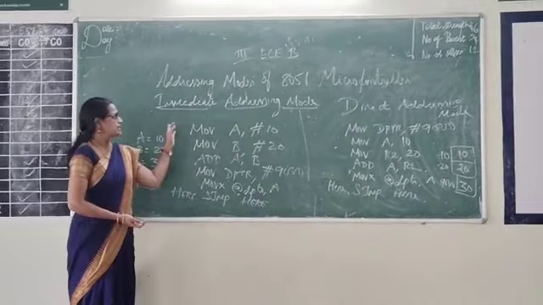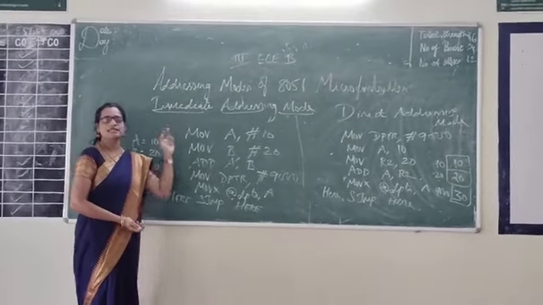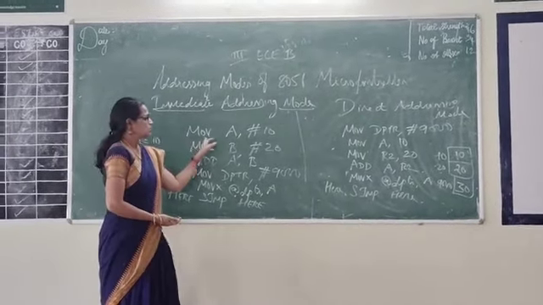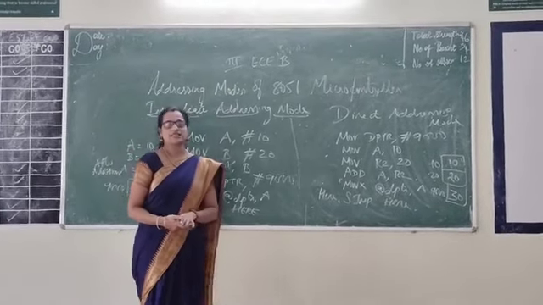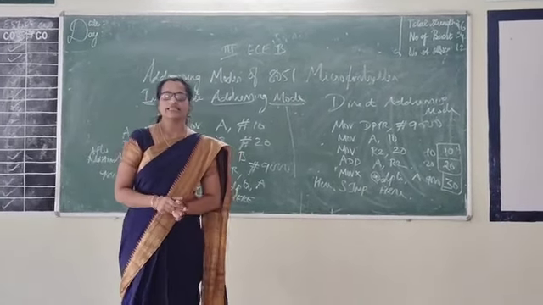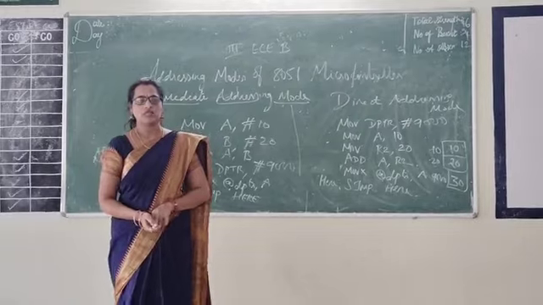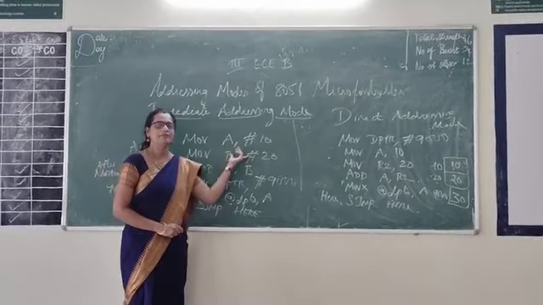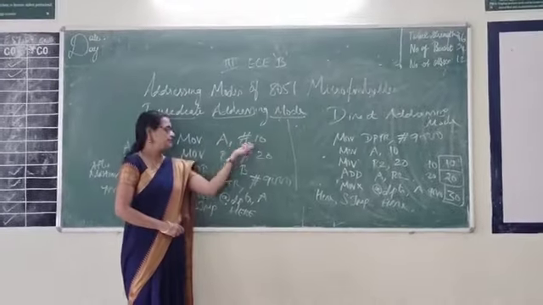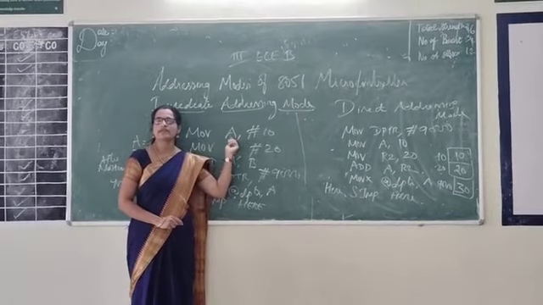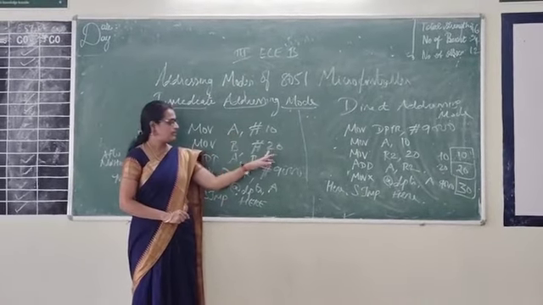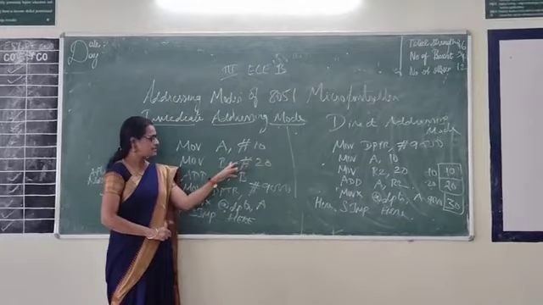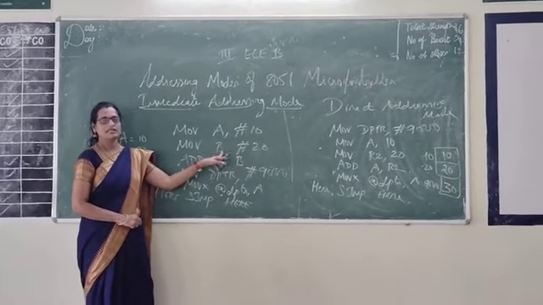Okay. So as I said, the first addressing mode is immediate addressing mode. So move A comma hash 10. If you see, the instruction has the symbol hash. So here, what is the meaning of this line? The value 10 has been assigned to the register A. Similarly, the value 20 is assigned to the variable or the register.